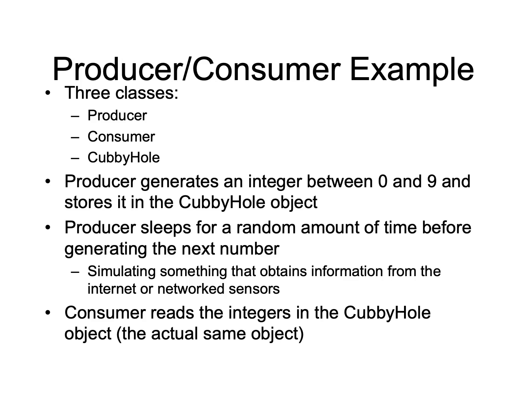In this producer-consumer example that we're going to look at, there are 3 main classes. There's the producer class, the consumer class, and the cubbyhole class, and I've actually called them that. The producer class is the one that produces data. In this case, the producer class generates an integer between 0 and 9 and stores it in the cubbyhole object. The cubbyhole object is just the storage device. The producer then sleeps for a random amount of time and then generates another number. So this is simulating something that goes off to the internet or some network sensors, gets some data, and then brings it back and puts it in a location.